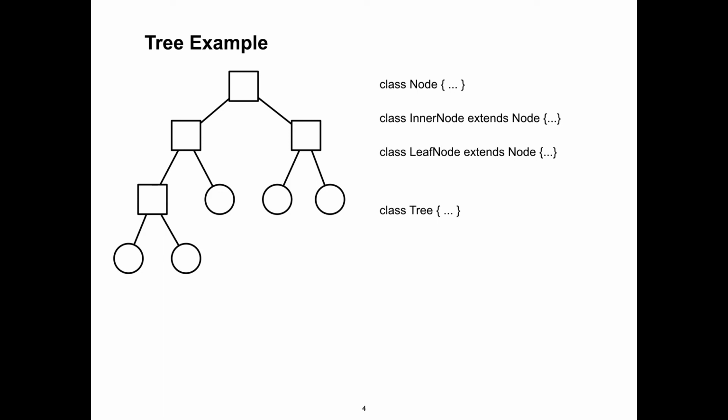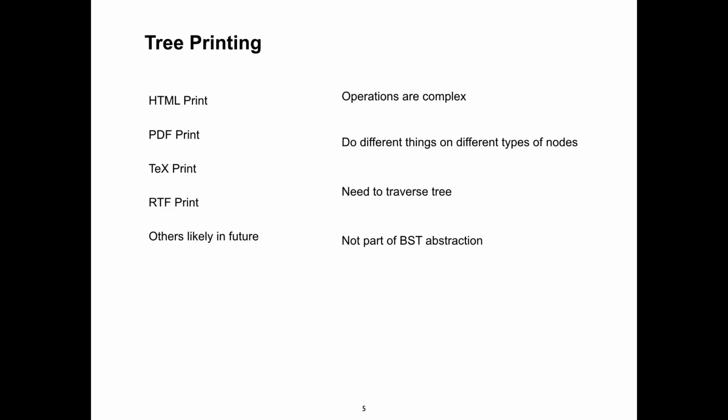Simple example, I have a tree node, right? And now we want to print it out. So we may want to print it out on paper. We may want to print it out on the web. We may want to print it out on the screen. In various ways, we want to print it out, right?